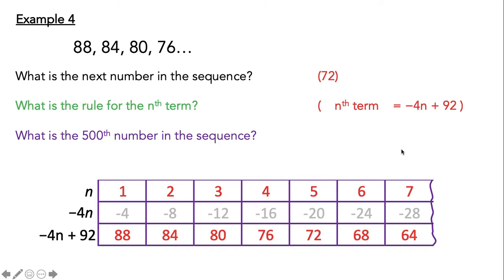And then the 500th number, so you just need to stick 500 into that formula, and it comes to be minus 1,908. On to the next.